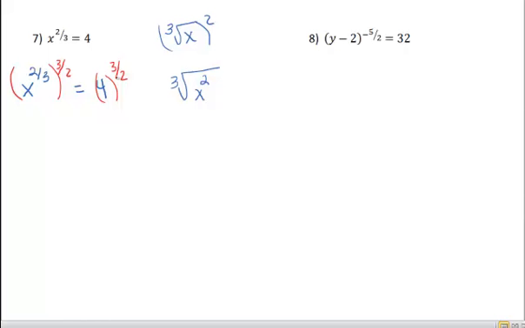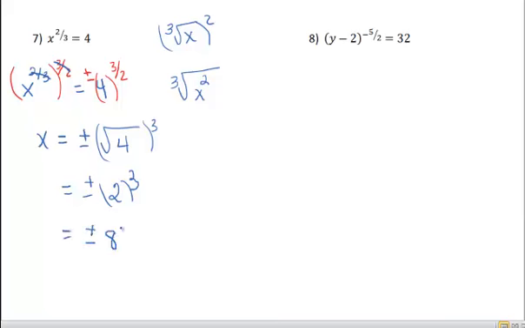Now remember, if this denominator is even, like a 2, 4, 6, 8, like that, you need to do the plus or minus, because it's like taking a square root. Now that you have that, these will cancel each other out, and you're left with x equals plus or minus. What does this mean again? The 2 makes it a square root. The 3 makes it cubed. So it looks something like that. Well, that's going to be plus or minus 2 cubed. So that's going to be plus or minus 8. So x is equal to plus or minus 8.